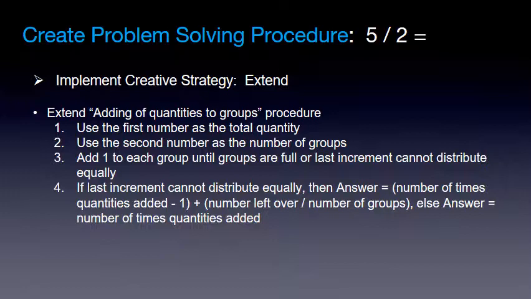And then step 4, we're going to extend: if the last increment cannot distribute equally, then the answer equals the number of times quantities added minus 1, plus the number left over divided by the number of groups. Else the answer remains the same as before, the number of times quantities added.